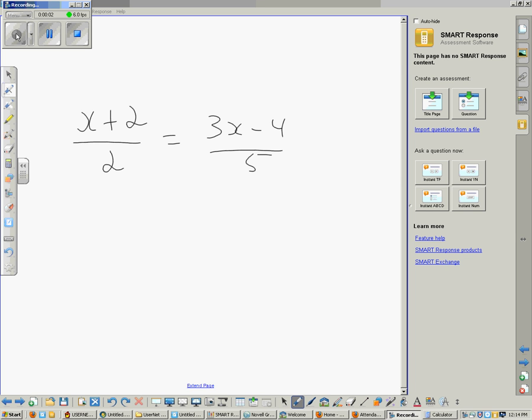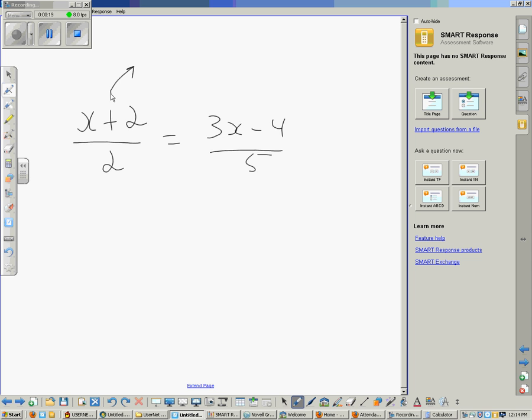Question number 7 on the review. It says solve for x. It says (x + 2) divided by 2 equals (3x - 4) divided by 5. What I was talking about with my class yesterday was the fact that if you look at (x + 2) divided by 2, there's another way you can actually interpret that.